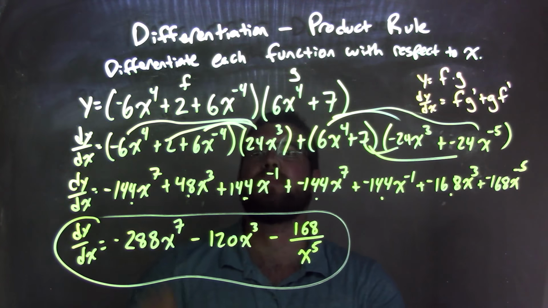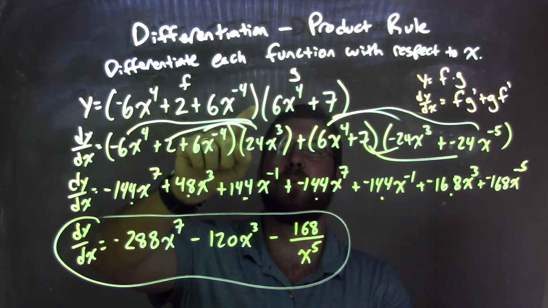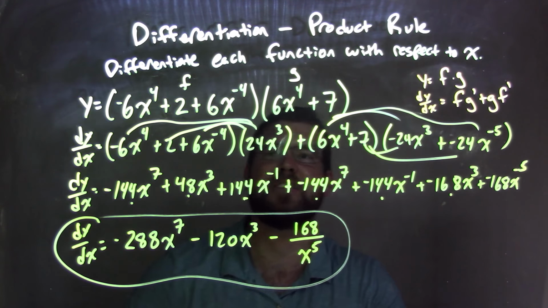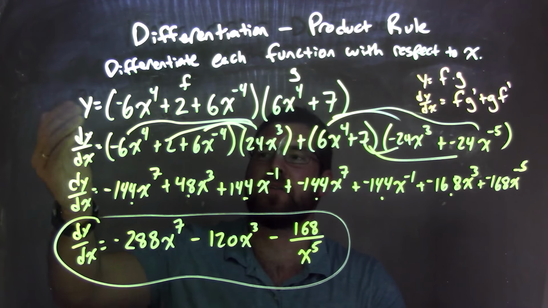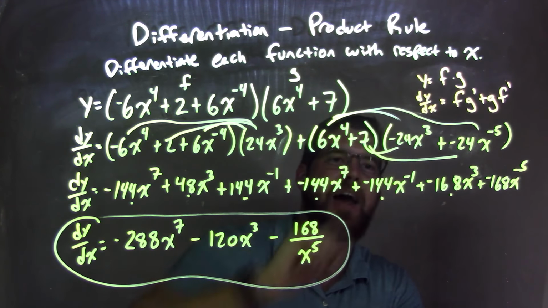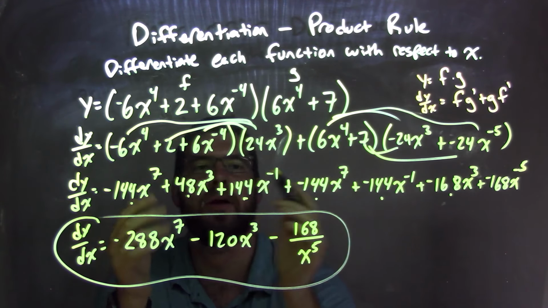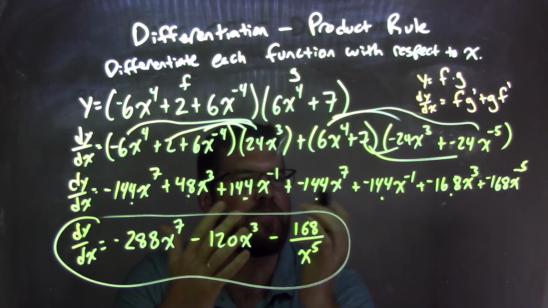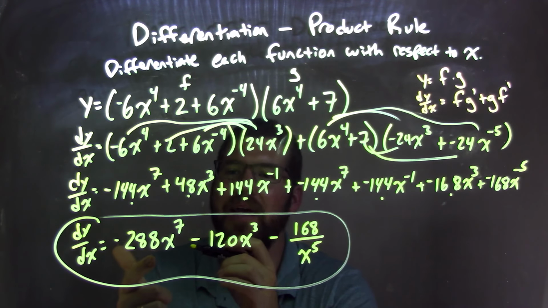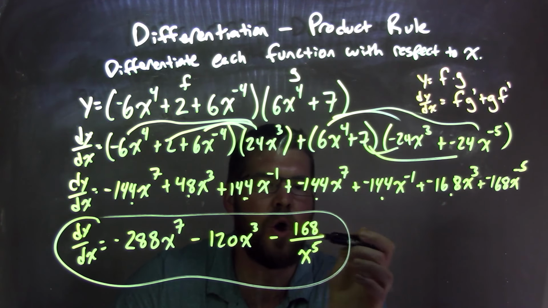So let's recap. We're given our big function here, y equals (negative 6x to the fourth plus 2 plus 6x to the negative fourth) times (6x to the fourth plus 7). I labeled my first one f, my second one g, and then I applied the product rule. So when I took the derivative, at this step we have a derivative, and it is f times g prime plus g times f prime. From there I distributed it out, multiplying all parts out, and then I combined my like terms together with the highest degrees first, and that gave me my final derivative, which is dy dx equals negative 288x to the 7th power minus 120x to the 3rd minus 168 over x to the positive 5th.